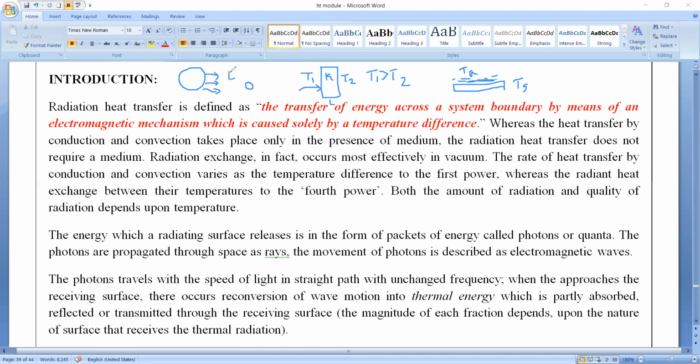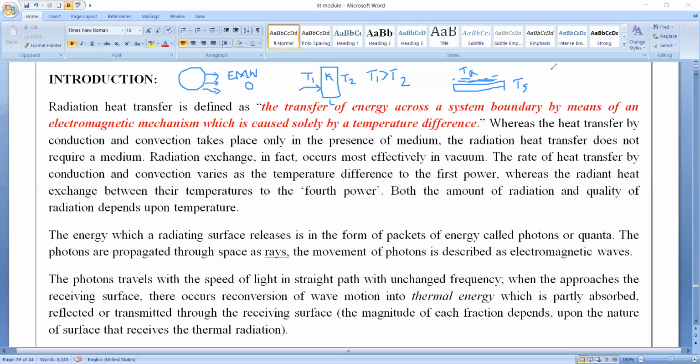It is very important: the thermal radiation from the sun reaches the earth in the form of electromagnetic waves, and typically they are known as packets of energy, which are known as photons or quanta. So this is the very best example for thermal radiation.